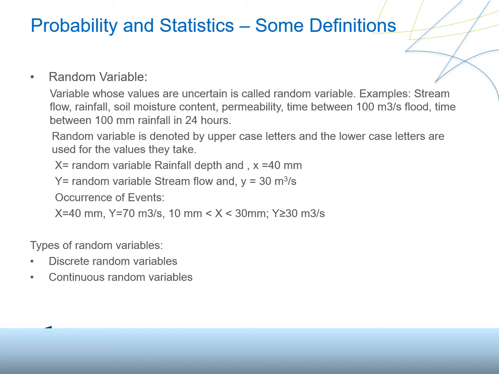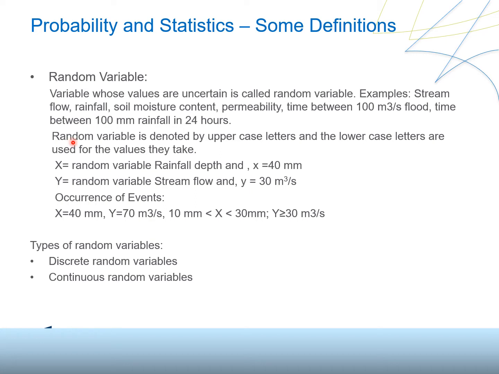So instead of forecasting a single value, for example, rainfall is going to be 10 millimeter, we attach a probability to the random value. When we understand there is randomness in the outcome, we attach a probability, such as 30% chance of 80 millimeter rain, or 40% chance of 70 millimeter rain, and so on.